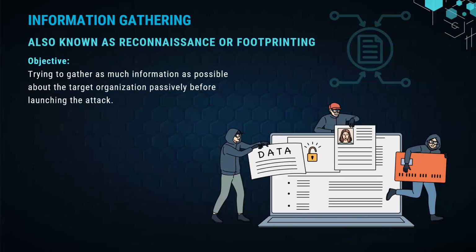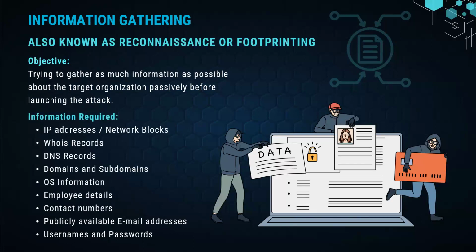Okay, so the main question here is, what kind of information do we need to gather? And that information is listed out here. Now, I won't explain what this information is, guys. Again, as mentioned, that might take a very long time. But again, to list it out, you need the IP addresses of the organization's servers or the network blocks. Network block in the sense of the group of IPs belonging to that organization.